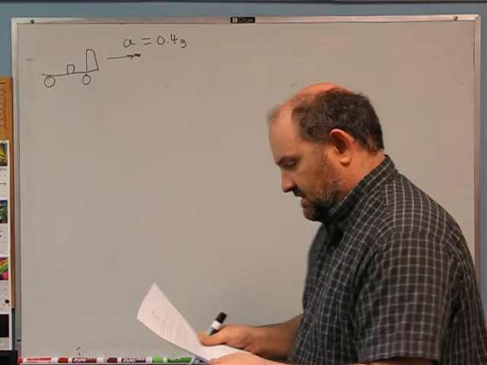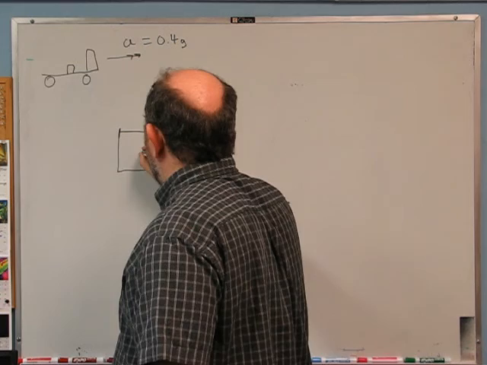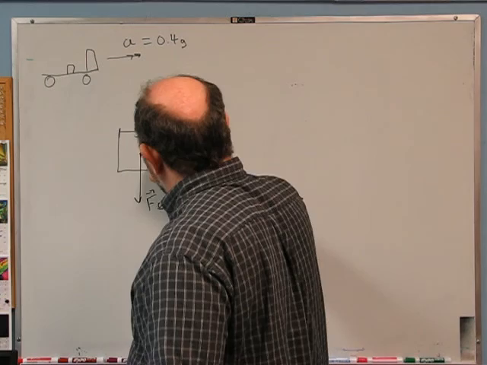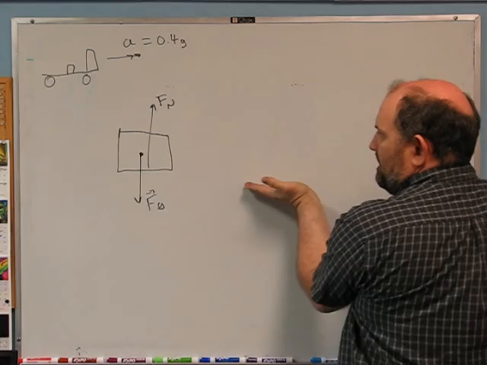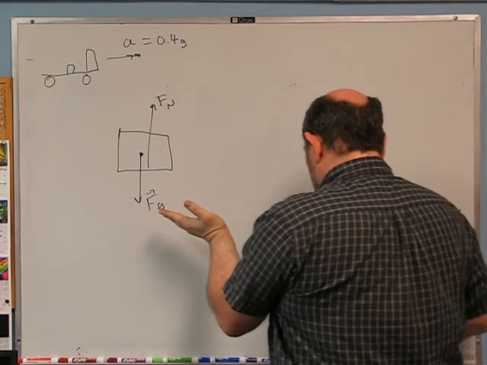Okay. Hey, draw a free body diagram for the crate. Let's do that. Here is the crate. The crate has gravity that way and a normal force of the truck bed that way. And now we have to think about what's happening here. The truck bed is accelerating this way, and so friction is going to oppose the relative motion of the crate relative to the truck bed.